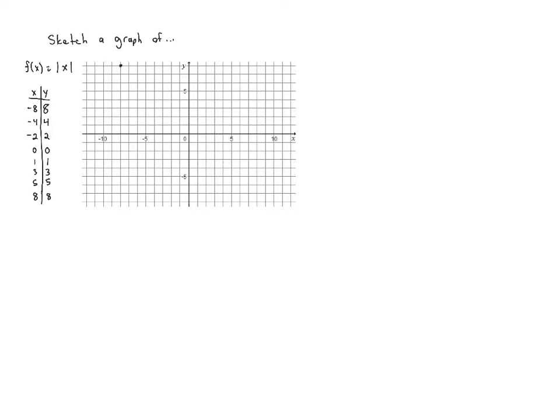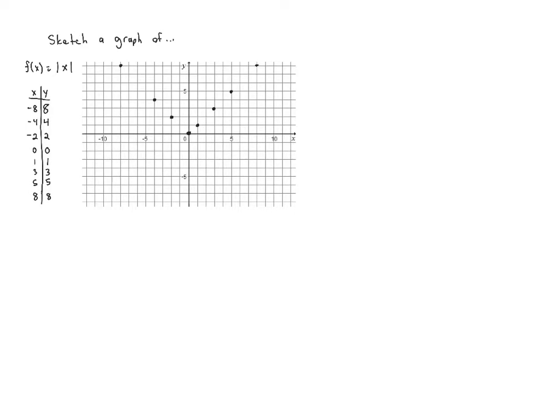Then we've got -4, 4. It's to the left 4 and up 4. That is going to be right here. We've got -2, 2. It's going to go right there. We've got the origin 0, 0. And then 1, 1, 3, 3, 5, 5, and then 8, 8.